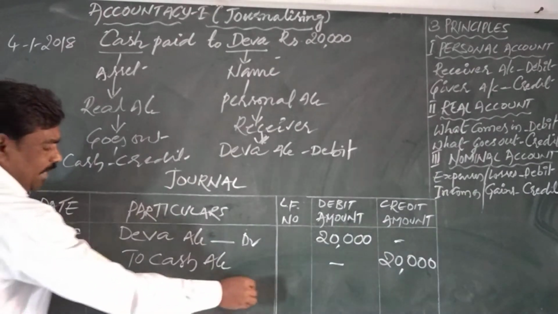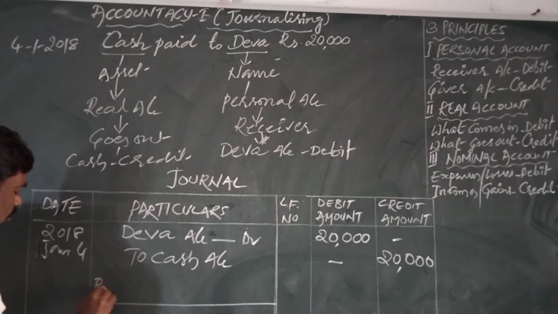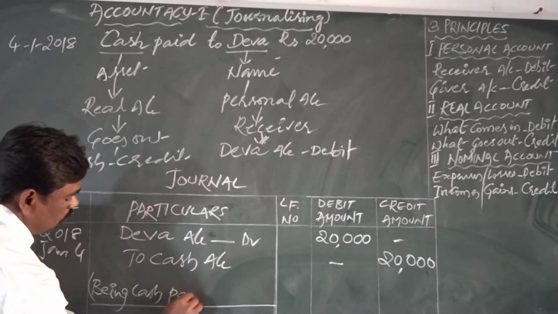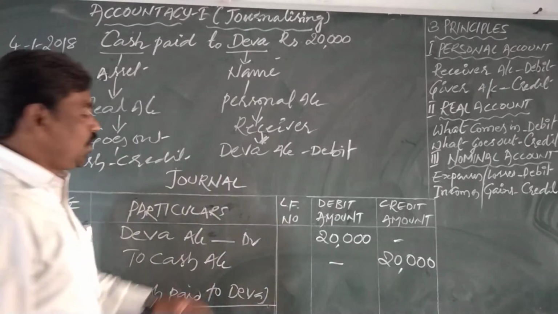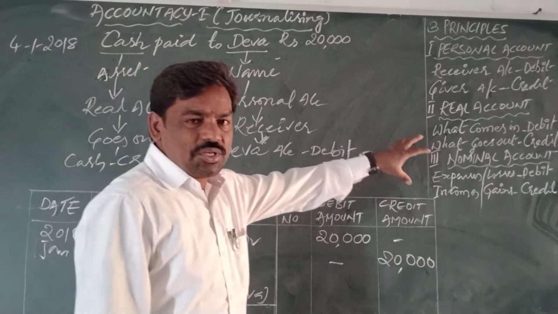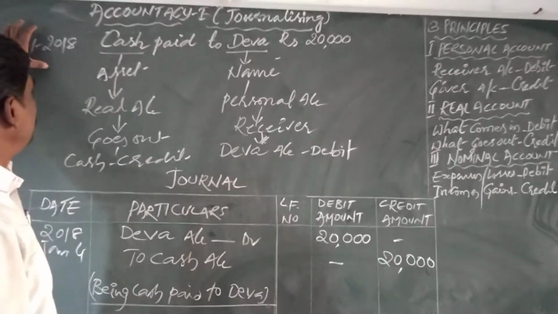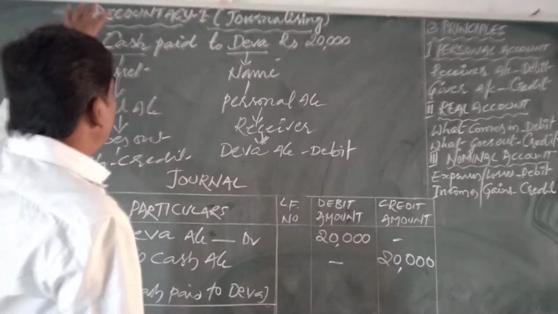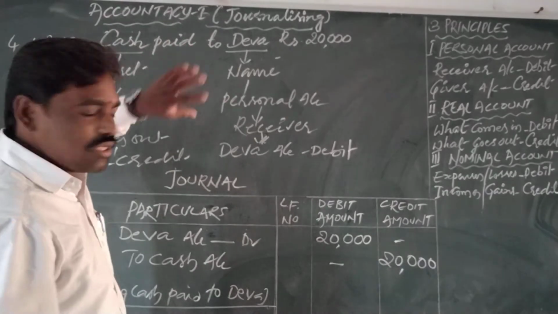After writing that, you write the narration. What is the narration? Being cash paid to Deva. So in this step, you write the journal entry in the journal, following the process, applying the principles of three accounts to the given business transaction. The given business transaction is cash paid to Deva rupees 20,000. In this transaction we need to identify two aspects, asking different questions in our mind.